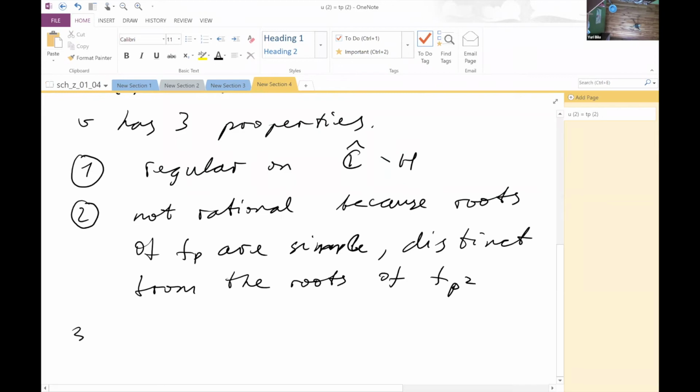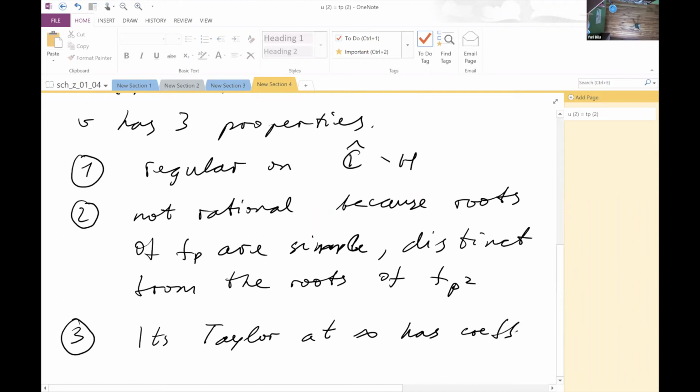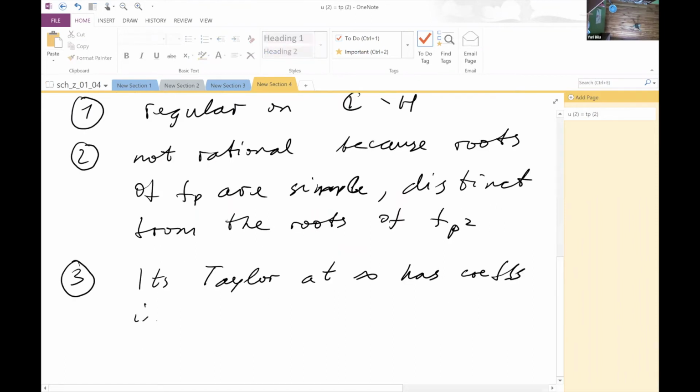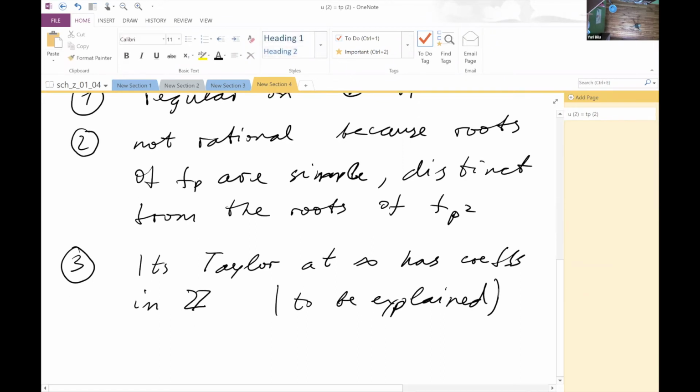And third property, its Taylor expansion at infinity has coefficients in Z. And this follows from Schoenemann. I will give an explanation later. Well, it's a very easy consequence of Schoenemann, but I will still give some explanation. And now from these three properties, it follows immediately what we want, because look.